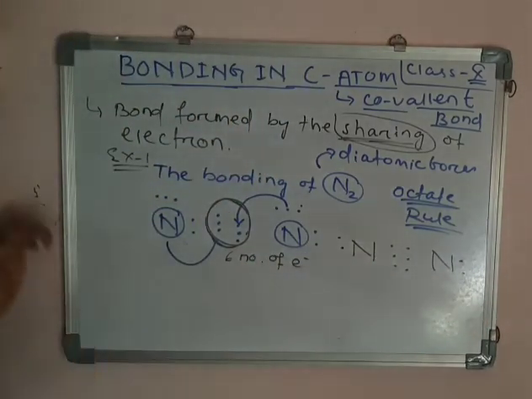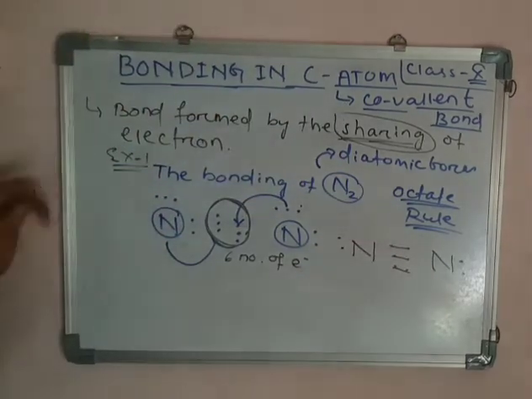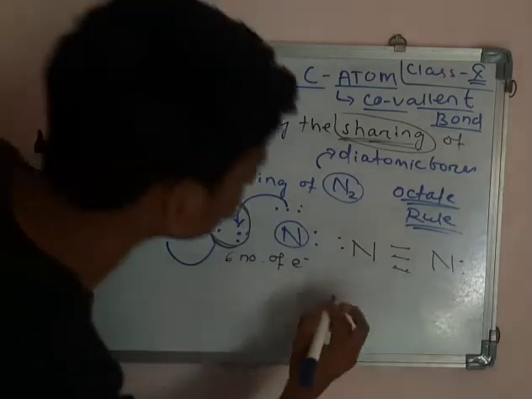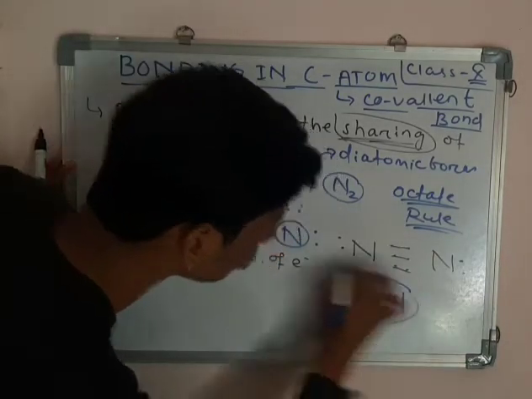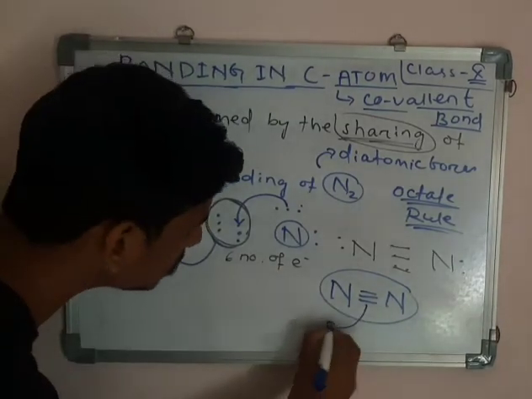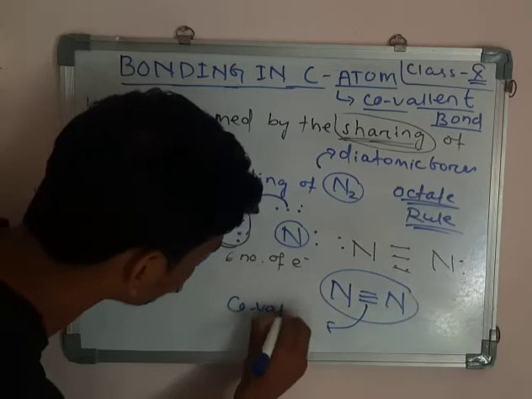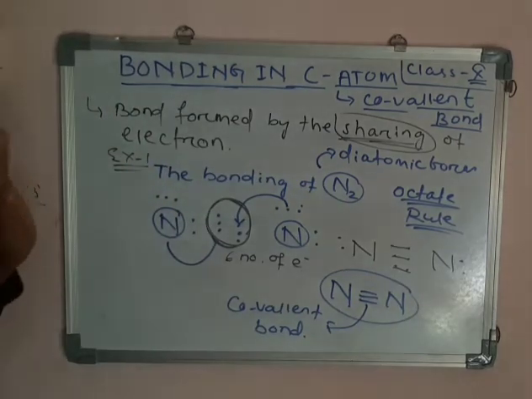See carefully. So what is the bonding? The bonding will be N triple bond N for N2. So this is which bond? This is covalent bond.